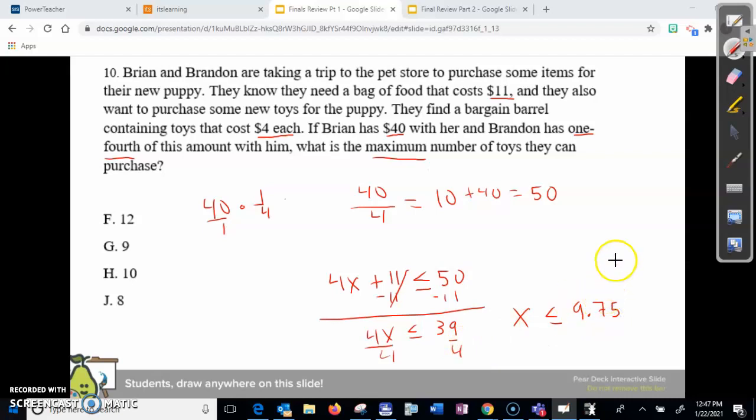9.75. That means the maximum they can buy, you guys are probably saying, oh, Mr., it's 10. No, not 10. You cannot exceed it, remember? So that means it has to be 9. Just look at that. There you go, because cannot exceed. All right, next problem.